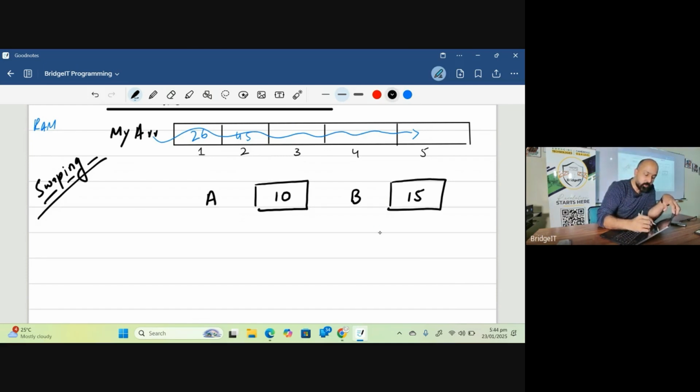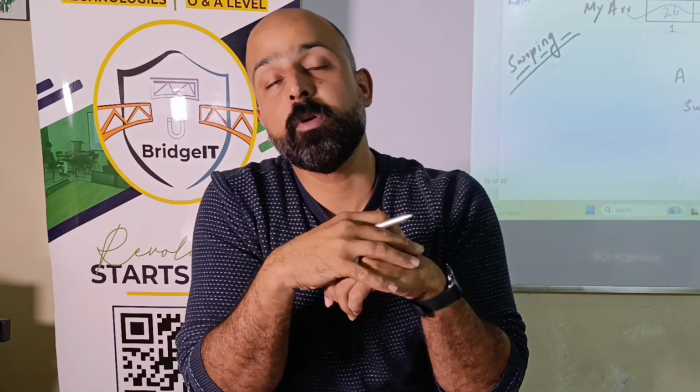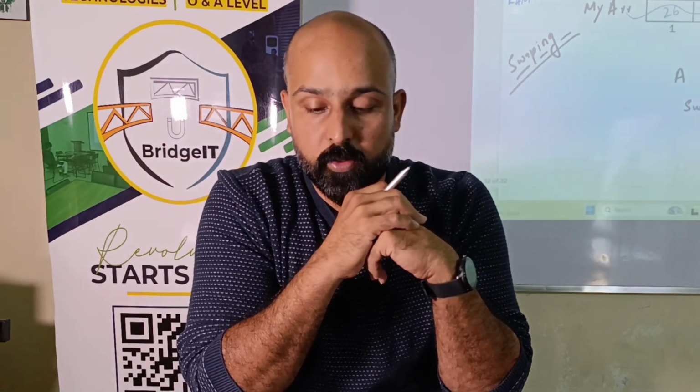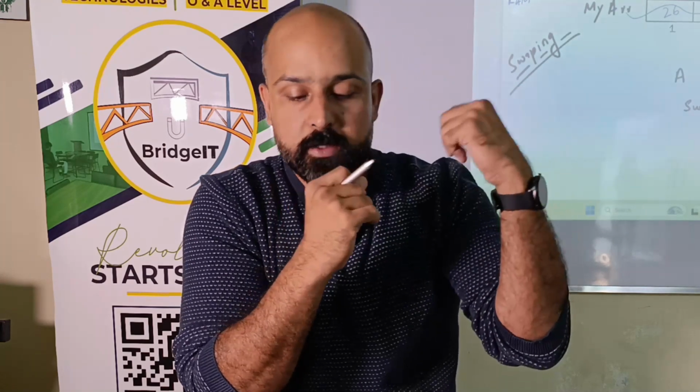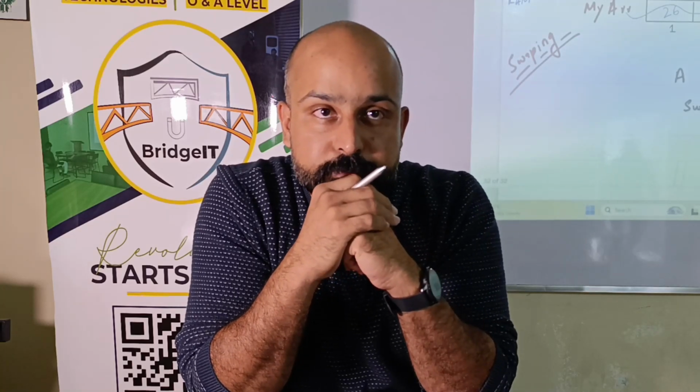If I ask you to swap the values of variable A and B, how are you going to do that mathematically? You can use another variable to swap the values. Yes, sir. What swapping means is that after swapping, the variable A should hold the value 15 and the variable B should hold the value 10. So how are you going to do that?